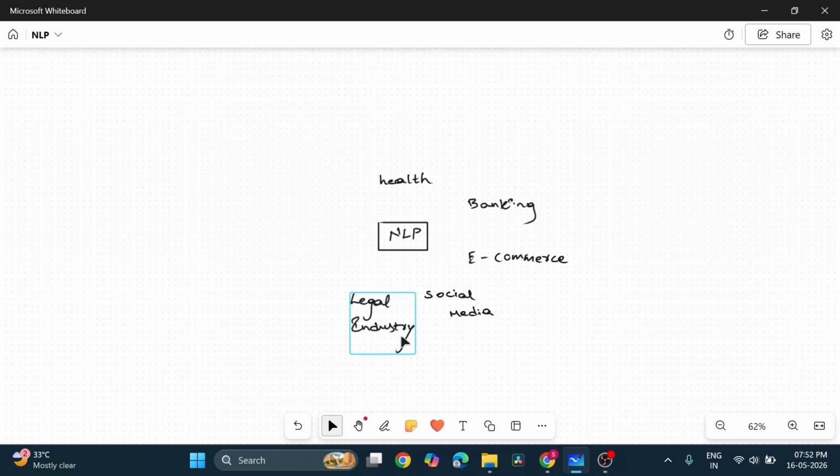And in education also, NLP is used to create personalized learning paths for students. They automatically evaluate answers, and study material generation and intelligent chatbots for doubt solving will be done using NLP only in education also.